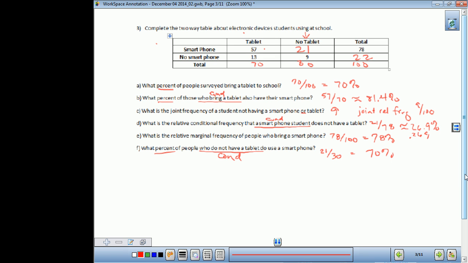All right. So number 3 took us back to our two-way tables and our joint frequencies, relative frequencies, and conditional frequencies.